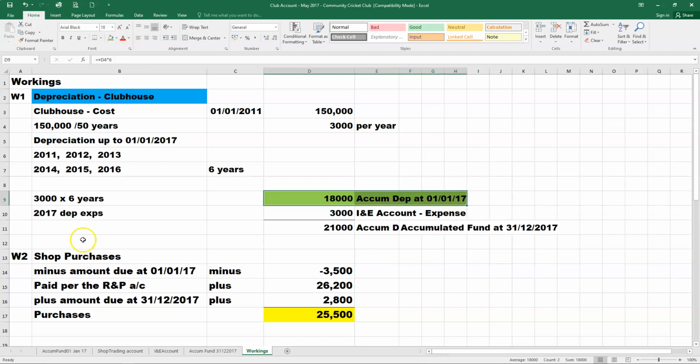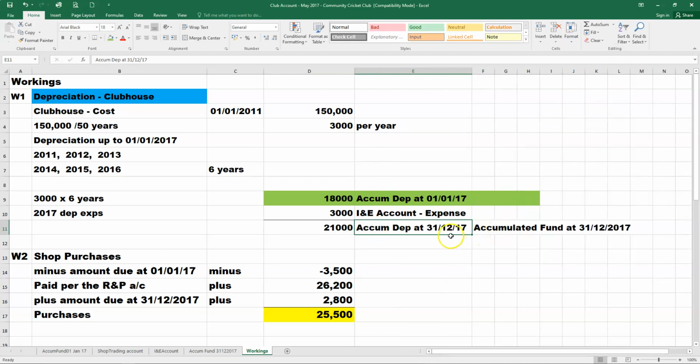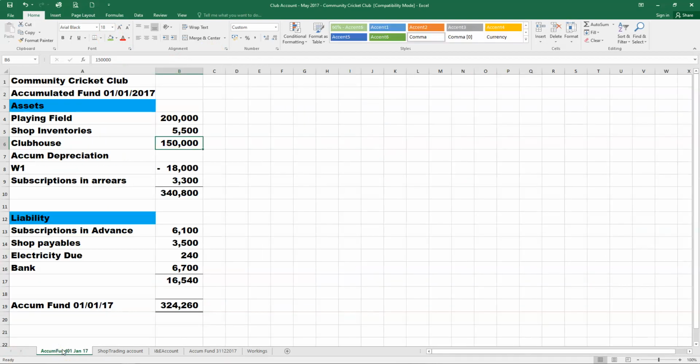Then I need my depreciation expense for the year of 17, which is €3,000. That's going to go into my expenses inside my income and expenditure account. And then I'm going to add the 18,000 and the 3,000 together to give me 21,000. And that's going to be my accumulated depreciation at the 31st of December 17, and that's going to go into my accumulated fund at the 31st of December 2017.